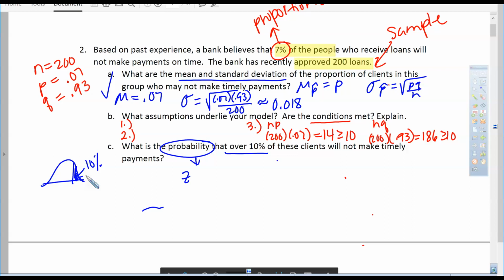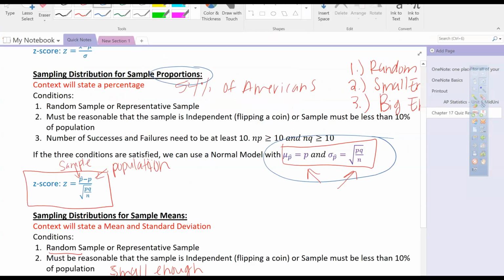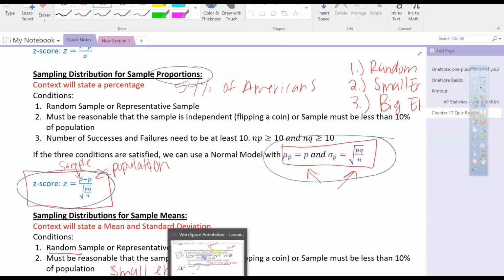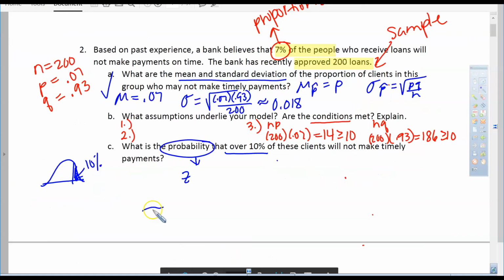In order to do that, this is a proportion, so if I look back to my formula for proportions, I have p hat minus p over the square root of pq over n. So my z is going to equal the p hat, which I haven't calculated. You don't have to, because it's asking for over 10%, so that is your p hat. So p hat is 0.10 minus p, which is 0.07, over your standard deviation, which I already calculated, 0.018. If you calculate that, you end up getting 1.67.